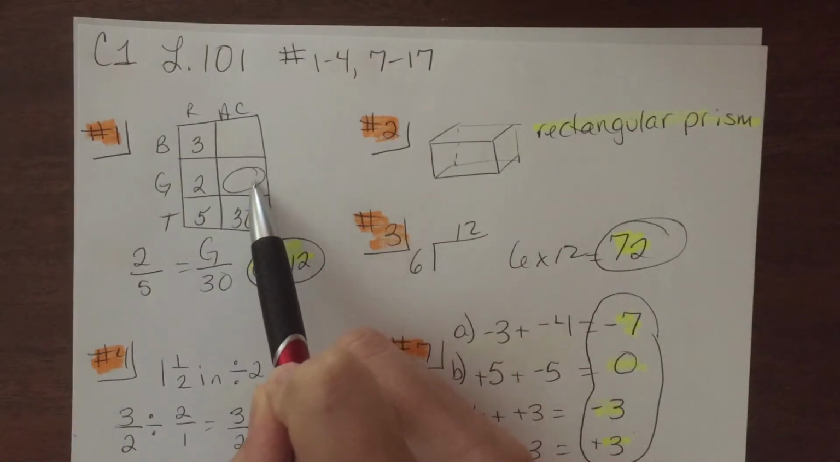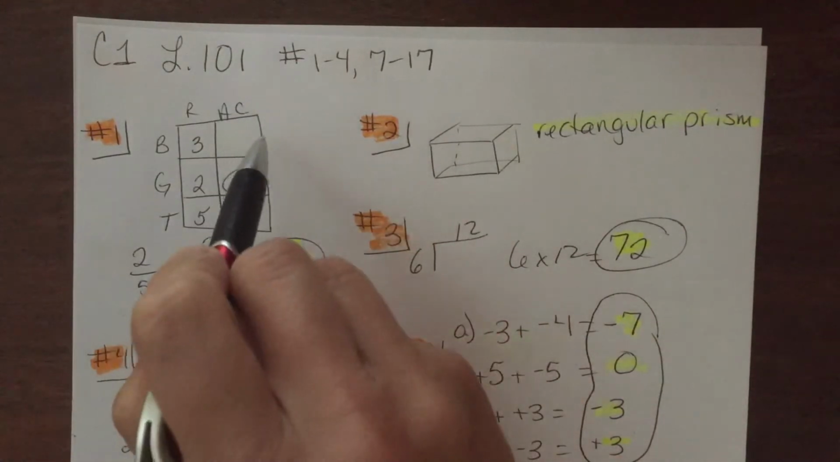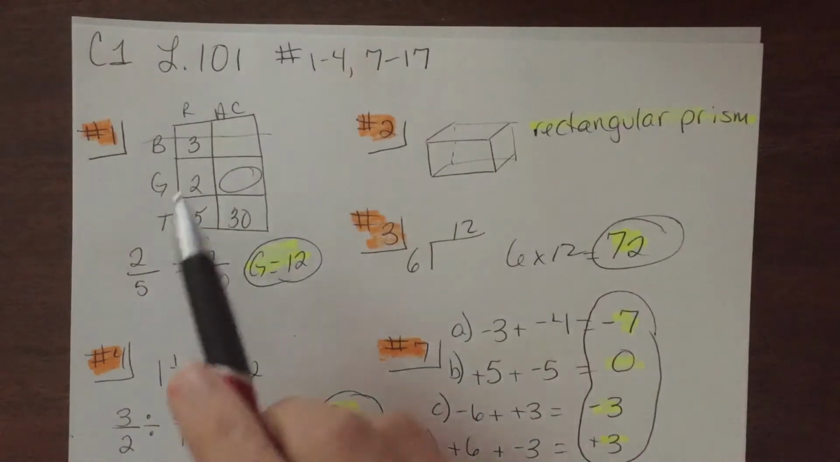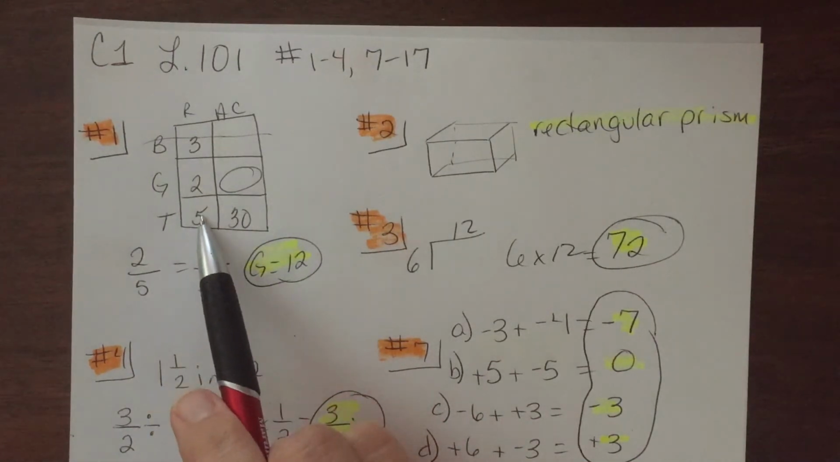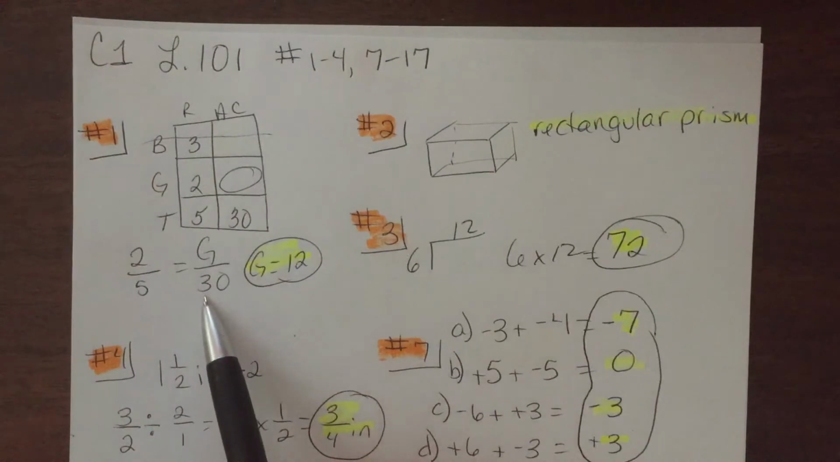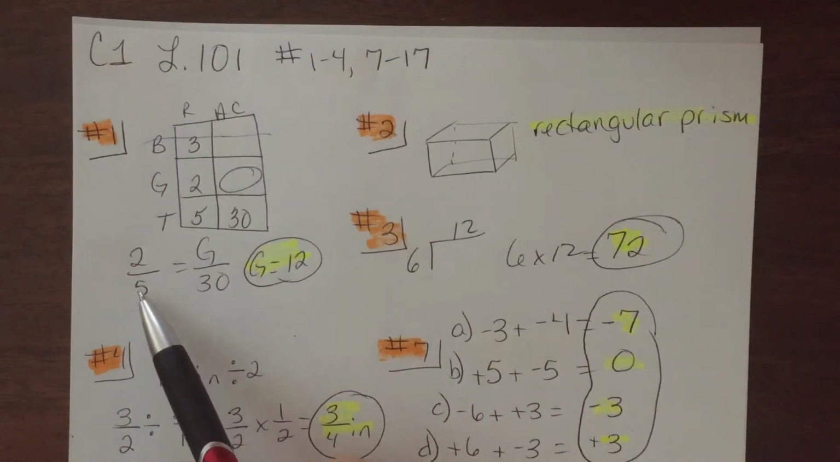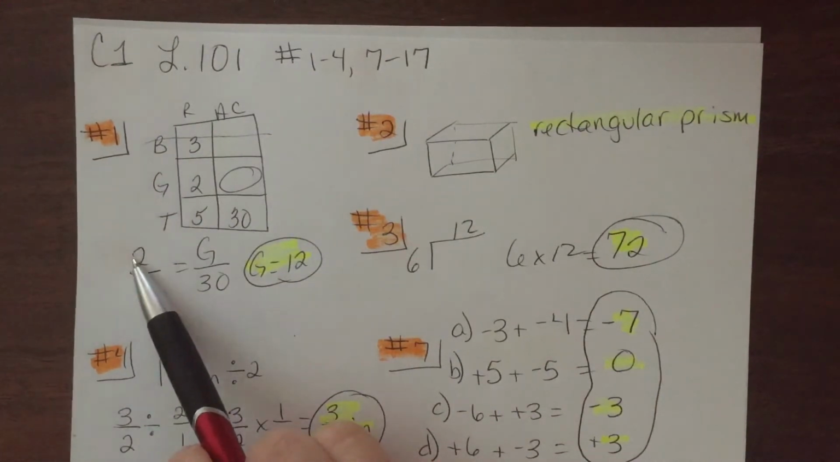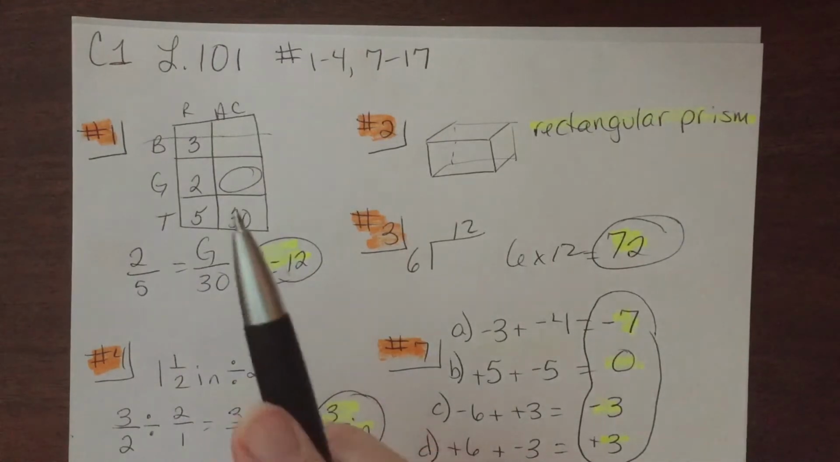They're giving us the total number of students in the class, and they want us to find the number of girls. So I circled the girls box, and then I could get rid of this box actually. My proportion is 2 over 5 is equal to G over 30. And I saw that to get from 5 to 30, I multiply by 6. 2 multiplied by 6 gives me 12.